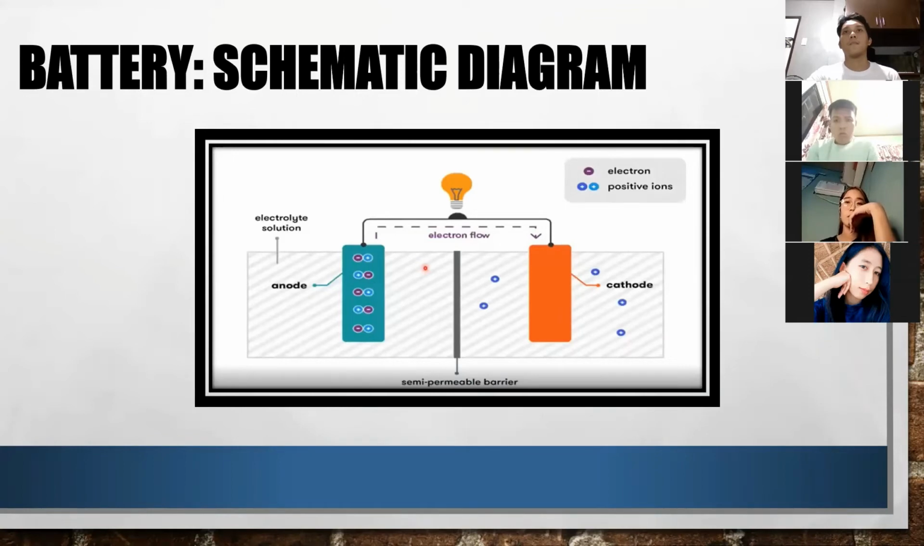Okay, so ito lang yung pinaka-diagram natin ng battery. As you can see, yung anode natin and yung cathode. Yung anode nga natin is yung negative and yung cathode is yung positive.